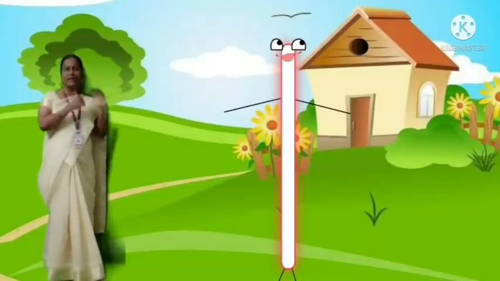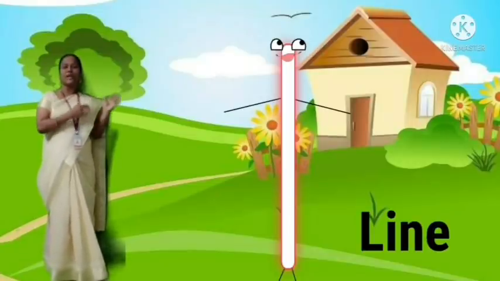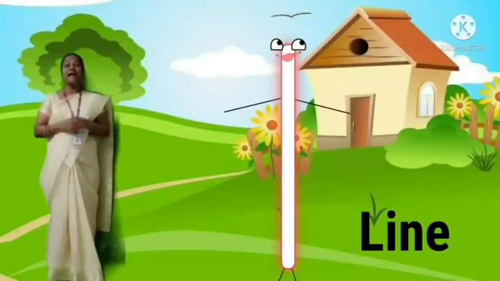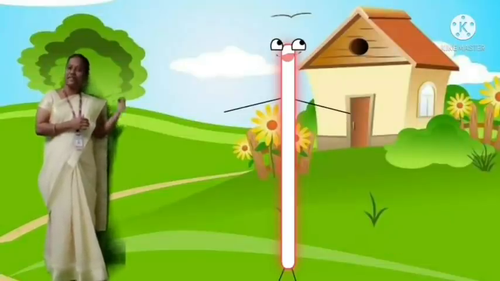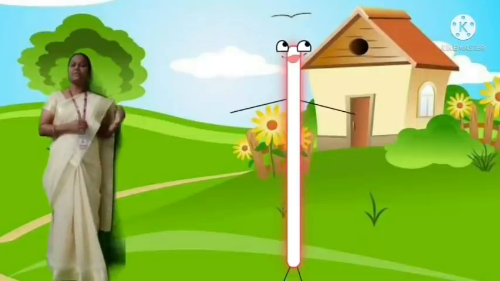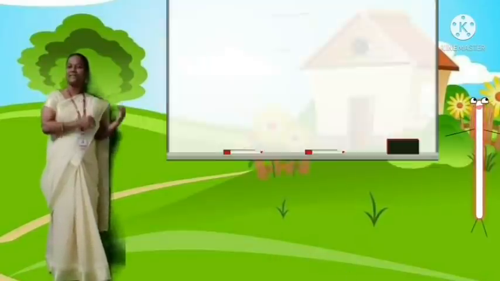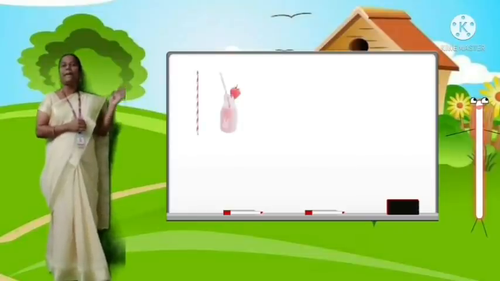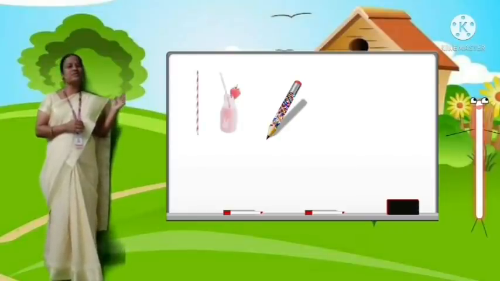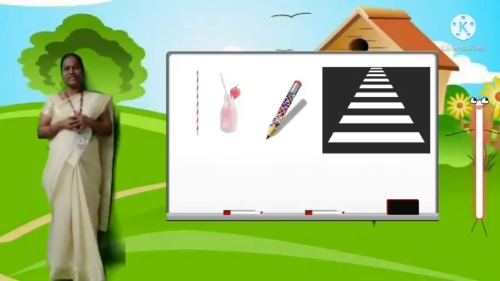And what is the shape? This shape is called a line. A line is tall, straight and thin. Let me show you some examples of line. Straw, pencil, zebra crossing and etc.